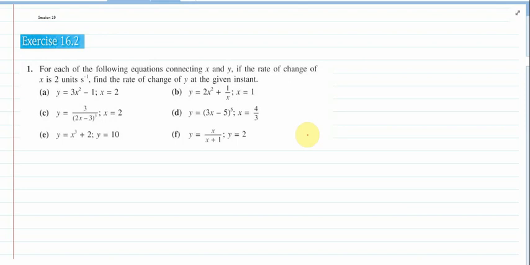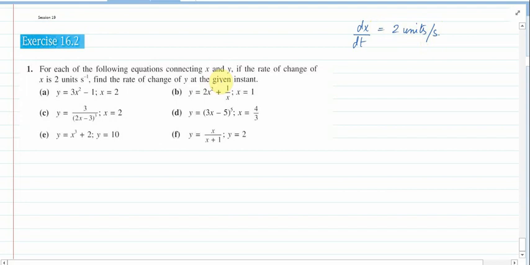Alright class, it's session number 19 and exercise 16.2, and in today's class we are going to start from question number 1. It says that for each of the following equations connecting x and y, if the rate of change of x is 2 units per second, so what is given actually? dx upon dt, that is meant by rate of change of x, and its value is 2 units per second. Find the rate of change of y. What you need to find out is dy upon dt.